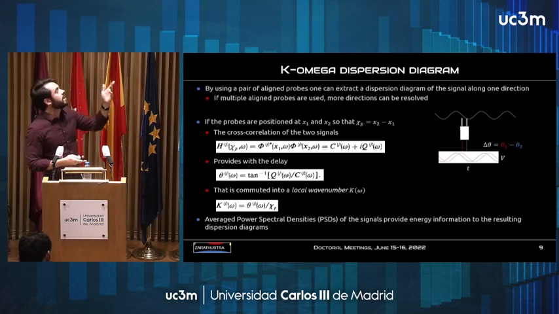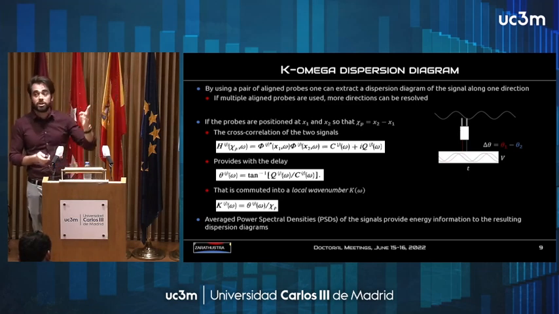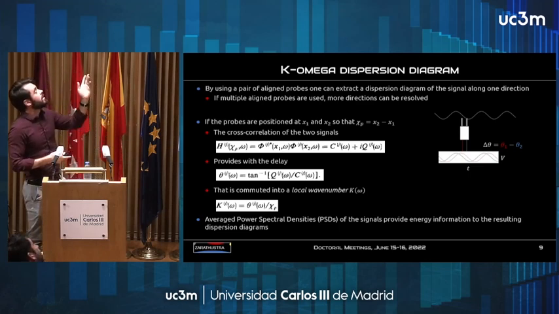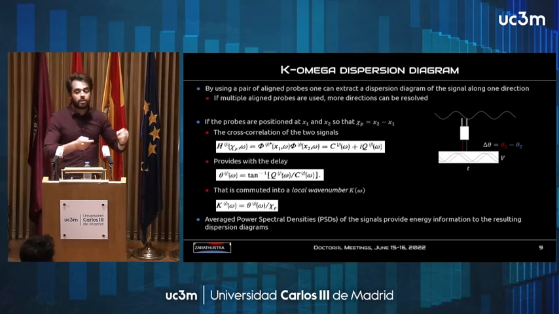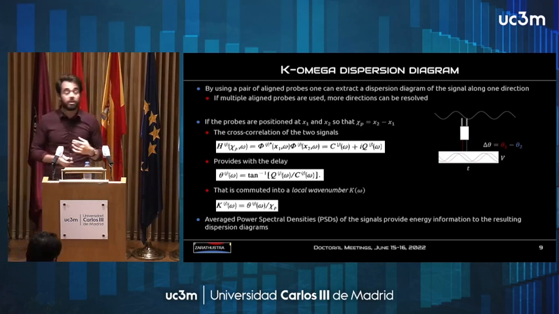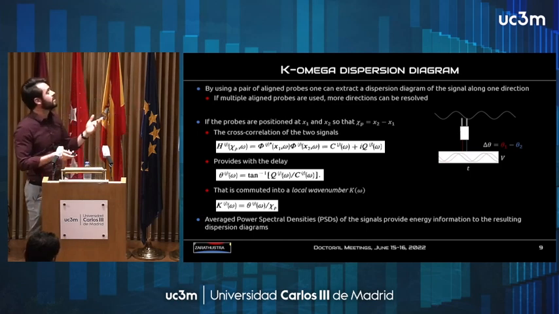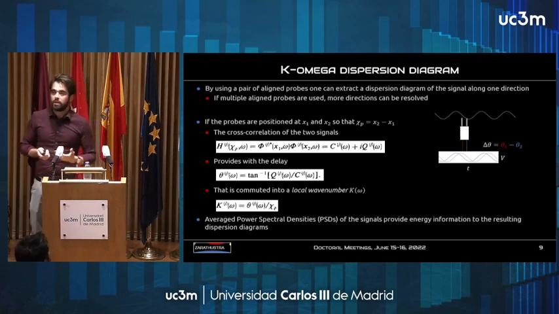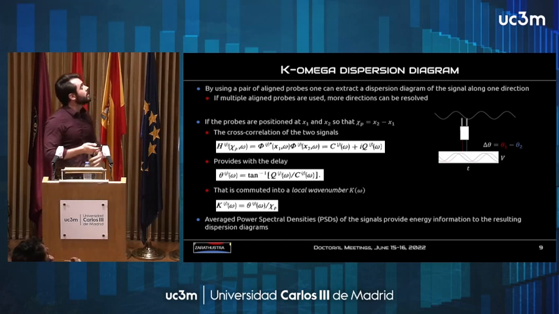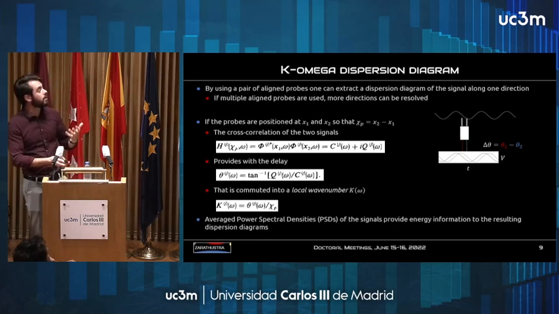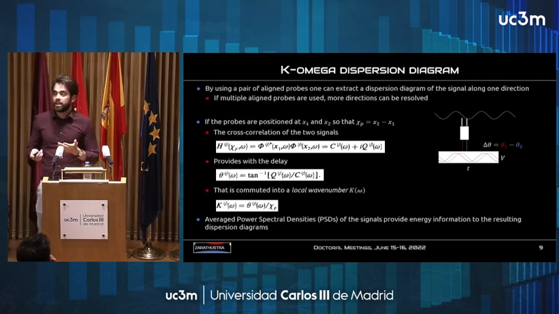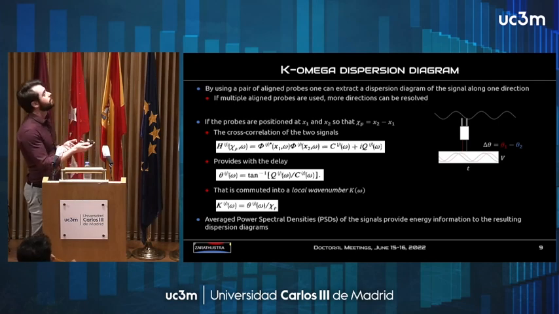This phase difference can be inferred from the cross correlation of the Fourier transforms of these 2 signals, imagining the probes are positioned at x1 and x2. You can get the phase by taking the arctangent of the real and imaginary part of this cross correlation function. And by dividing that by the distance, you get what is called the local wave number, which is a sort of approximation of the real dispersion diagram. This dispersion diagram is then enriched with depth by averaging the power spectral density of the 2 signals, so that you can see which are the regions that have more power in your dispersion diagram.